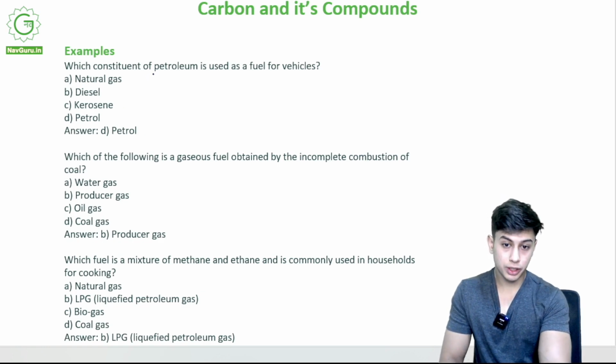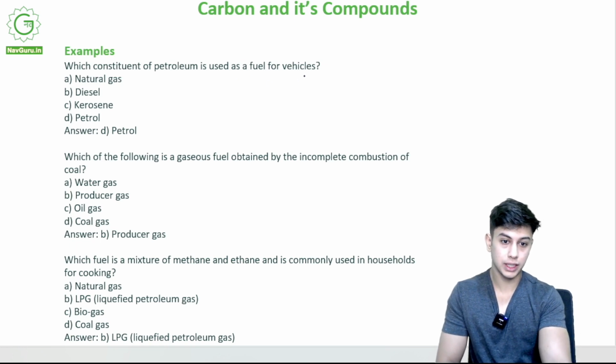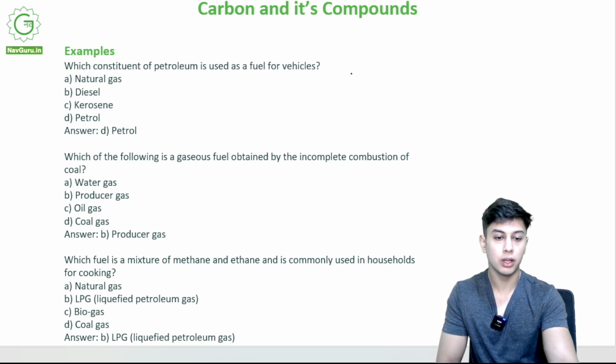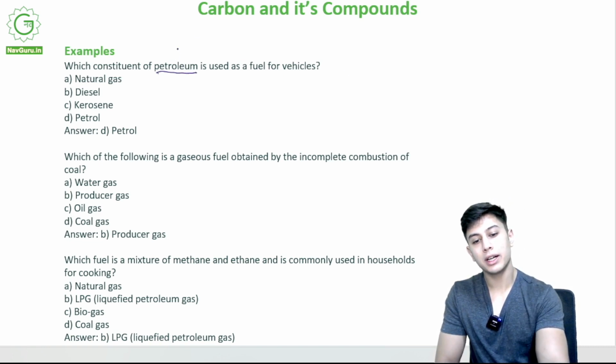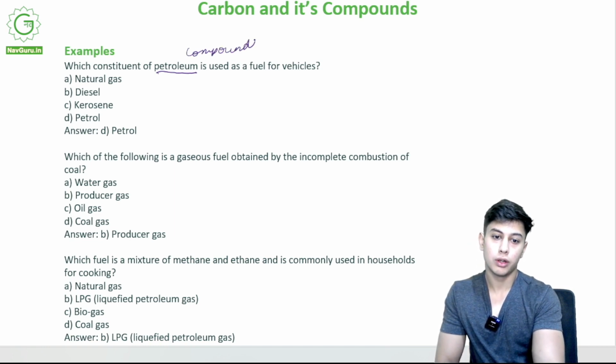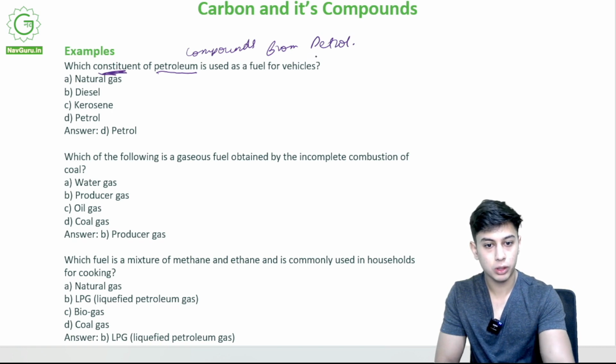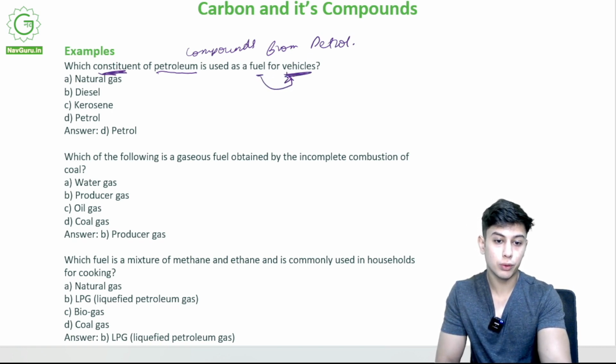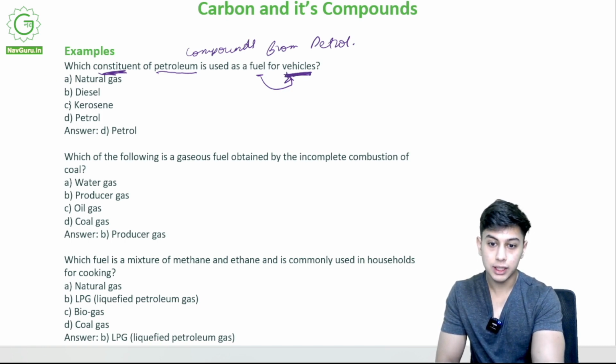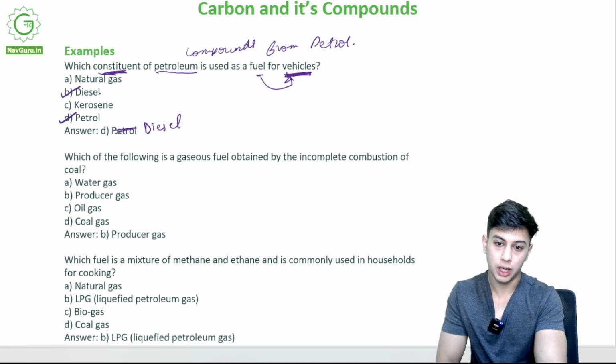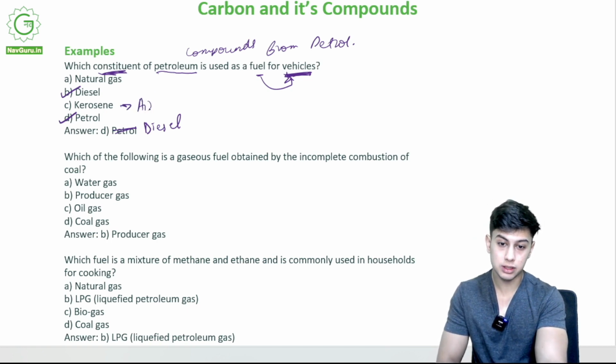Next question is, which constituent of petroleum is used as a fuel for vehicles? Petrol in itself is a fuel, but we get a lot of compounds from petrol. Petrol is made up of a lot of things. So this is also a constituent of petroleum which is used as fuel for vehicles. Options: natural gas, diesel, kerosene, petrol. Petrol. Also we use diesel, so we can put diesel here. Diesel is a constituent of petroleum and it is used as fuel for vehicles. Kerosene is also used, but for which vehicles? Airplanes, due to the high heat produced.